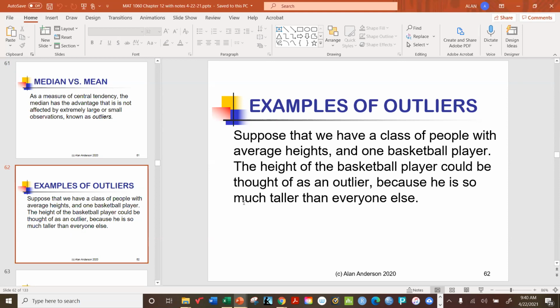Or you can make the case, for example, that Jeff Bezos's income is an outlier. Very, very few people have that kind of money coming in every year. He's a very unusual case. He's not the only one, but he represents a tiny, tiny percentage of the population.